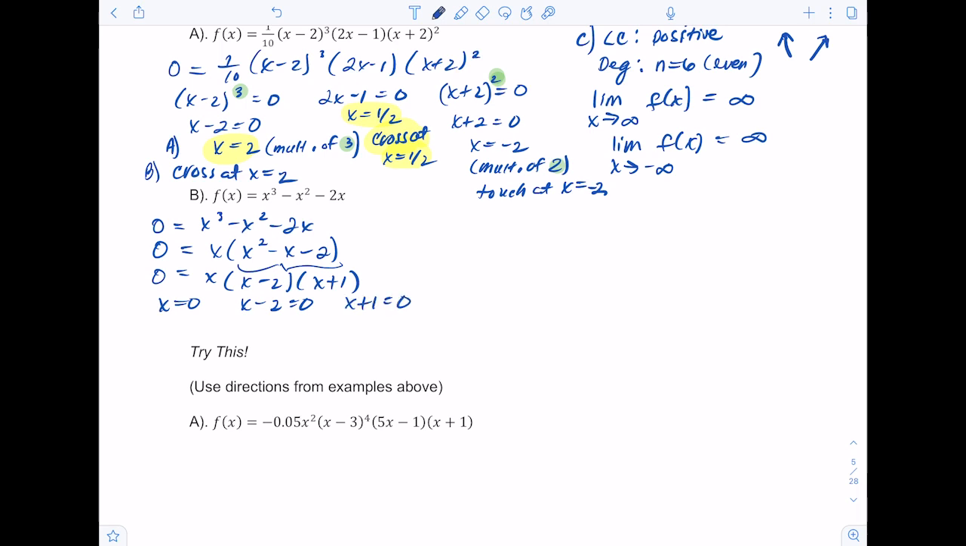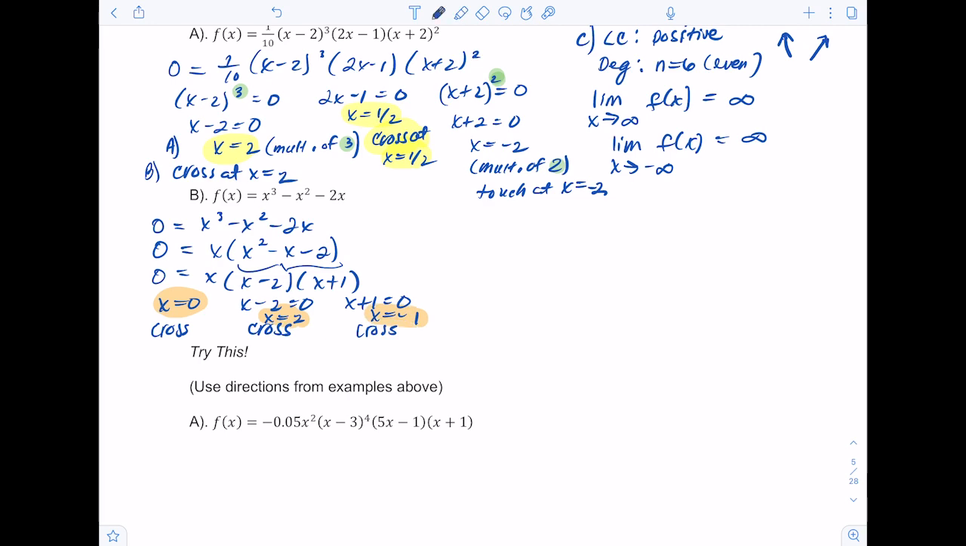And here, as you can see, we don't have any powers other than 1. So for each of those, it has a multiplicity of 1. 1 is odd, so that means it's going to cross. So it's going to cross at x equals 1, it's going to cross at x equals 2, and it's going to cross at x equals negative 1. So here are your zeros, and it's going to cross in each place.